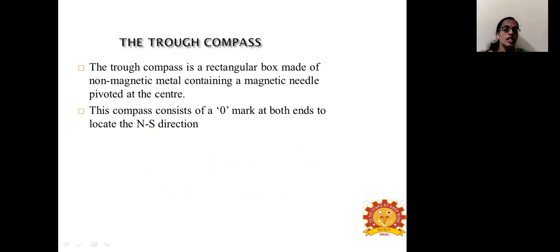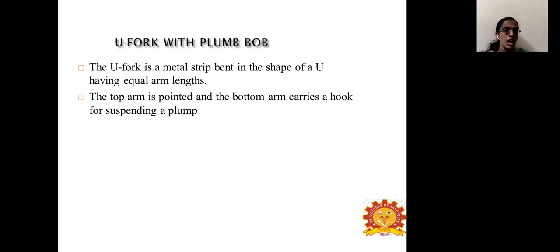Rough compass, this is a rectangular box made up of non-magnetic metals, and it contains a magnetic needle which is pivoted at the center. It will consist of O marks at both ends, and these O marks indicate the north and south direction. And after that, the U fork with the plumb bob.